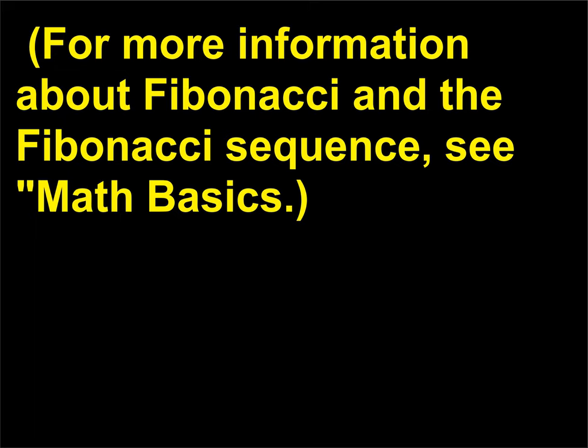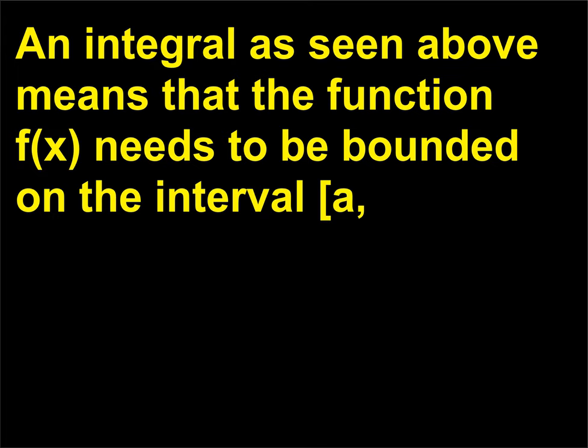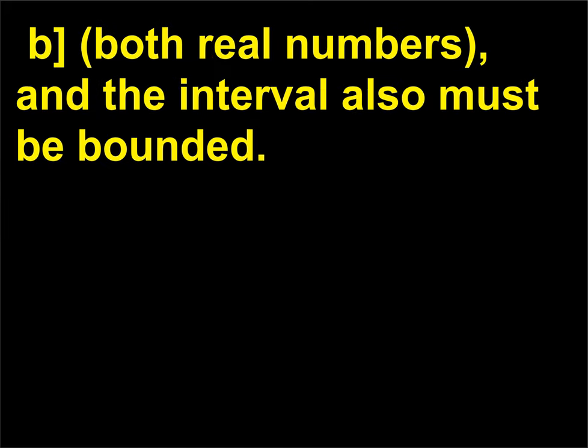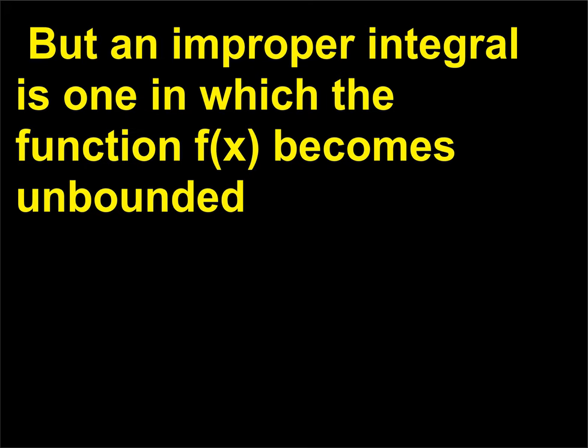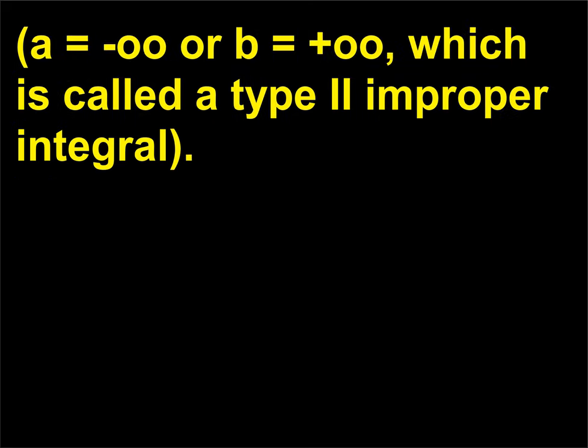What is an improper integral? An integral as seen above means that the function f(x) needs to be bounded on the interval [a, b], both real numbers, and the interval also must be bounded. But an improper integral is one in which the function f(x) becomes unbounded, called a type I improper integral, or the interval [a, b] becomes unbounded, for example a equals 0 or b equals plus infinity, which is called a type II improper integral.